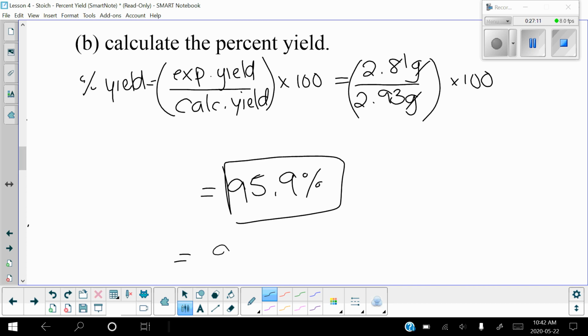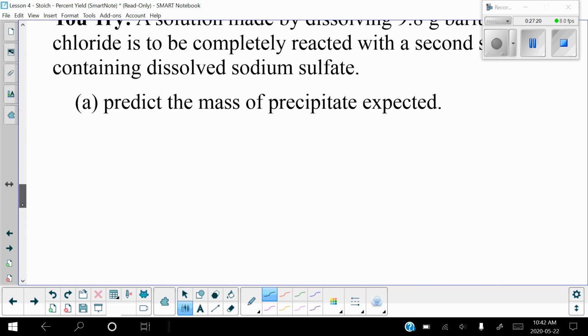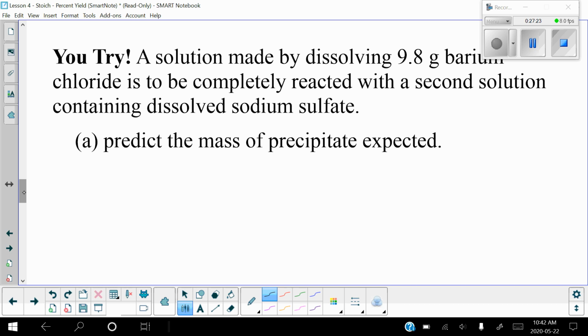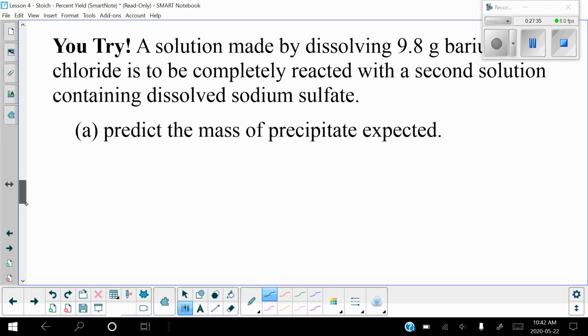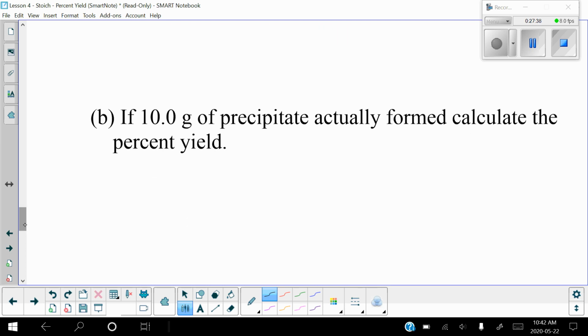If I'm ever asked to round this to the nearest percent, that means it's the whole number. It would be 96%. A lot of times you may be asked that when doing problems, round to the nearest percent. In this case, it would be 96%, which is the whole number. You're going to try this one on your own. Solution made up by dissolving 9.8 grams of barium chloride to be completely reacted with a second solution containing dissolved sodium sulfate. Predict the mass of the expected precipitate. And then if 10 grams of precipitate was actually formed, calculate the percent yield. So I'm going to fill this in. When you are ready, you guys can unpause and check your answer.